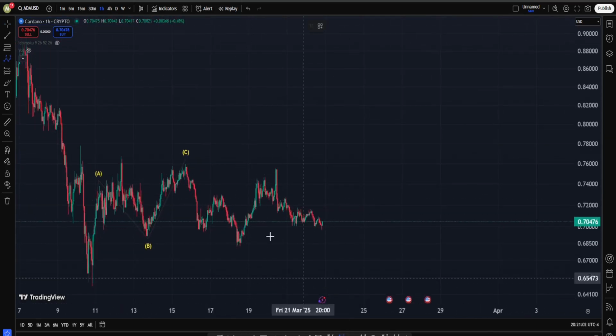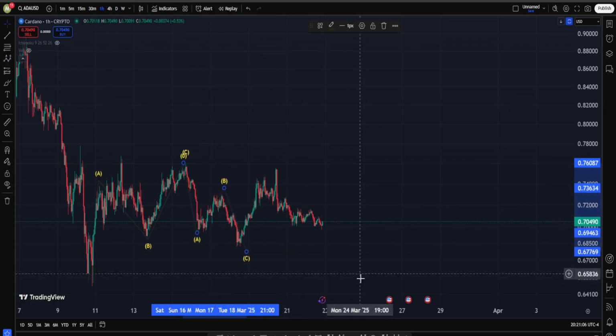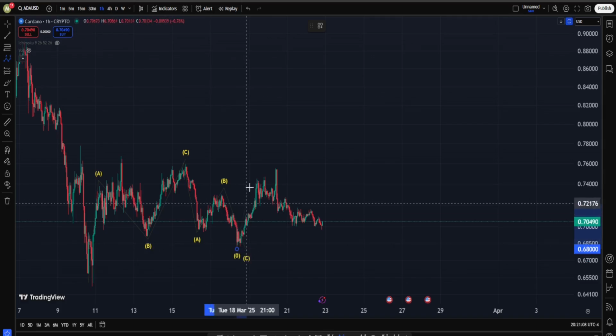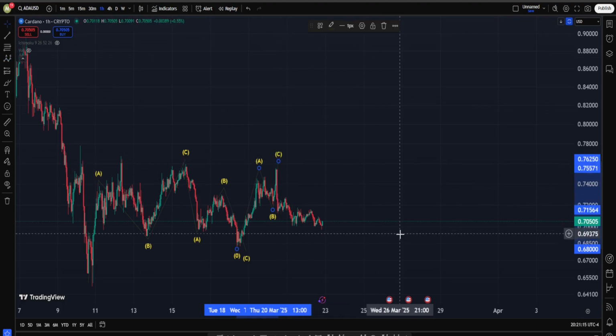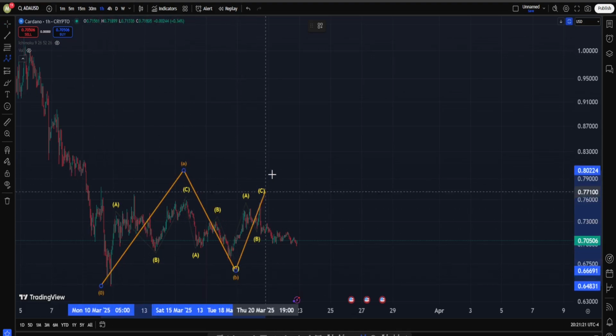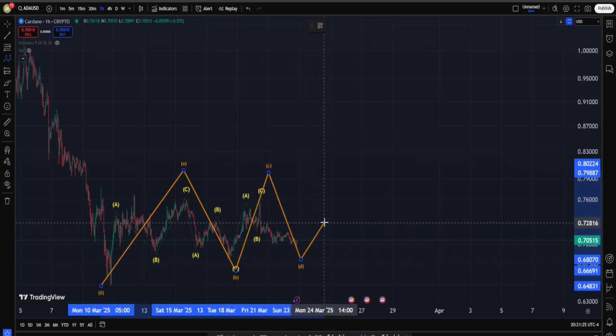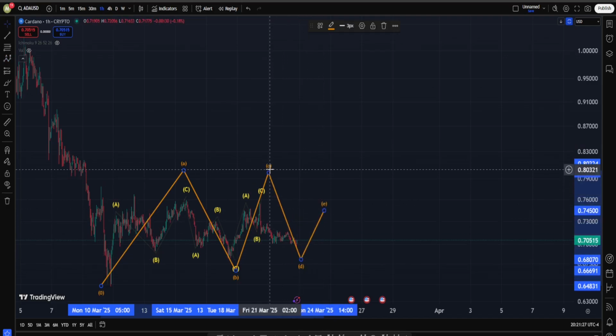I know they are quite rare, but it is possible to have something like this. Followed by that, I'm going to argue this is another ABC down, and I think I can argue this fairly easily. And this is another A corrective movement for wave B to about here, and then one more move up into our C leg. So far we can say in Cardano, this is A, this is B, C.